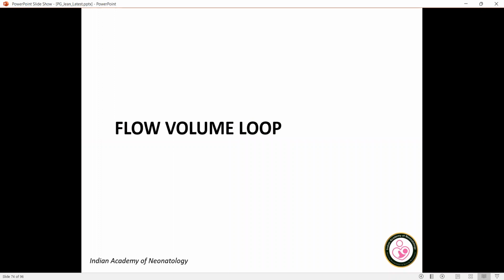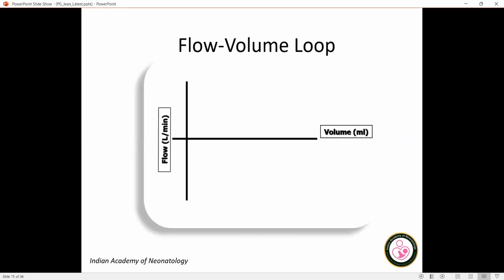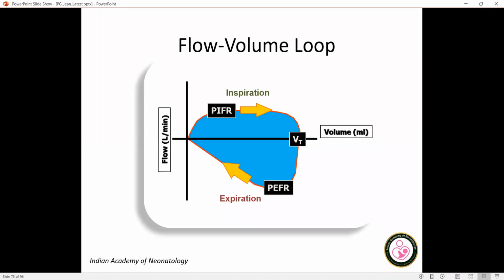This both will give a lot of information. Now coming to the flow volume loop, what we can learn from the flow volume loop. In the flow volume loop, the volume is displayed on the x-axis, whereas in the pressure volume loop, pressure was displayed on the x-axis. Here the volume is displayed on the x-axis and flow on the y-axis.